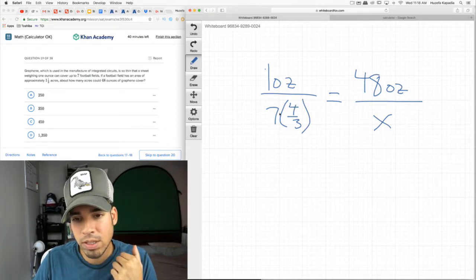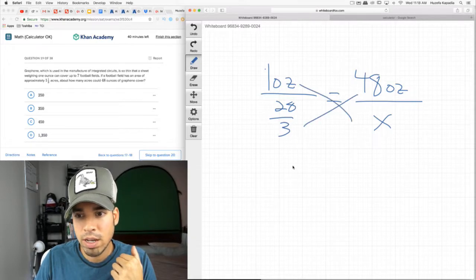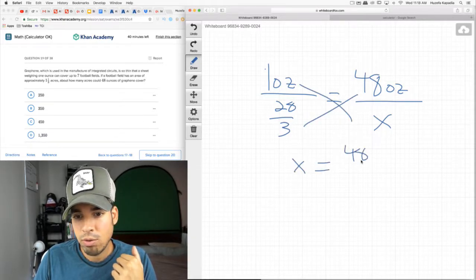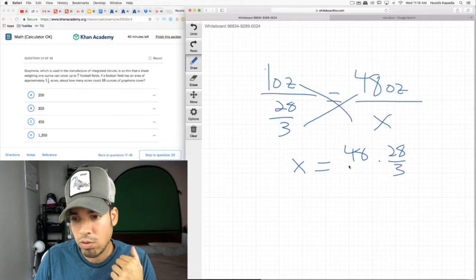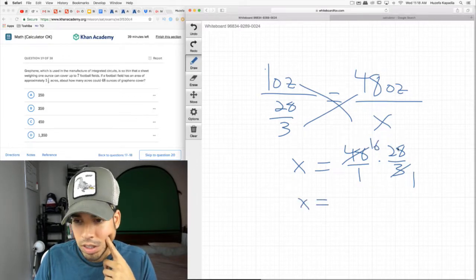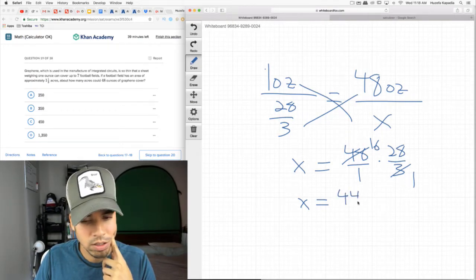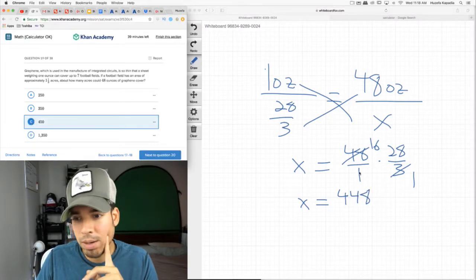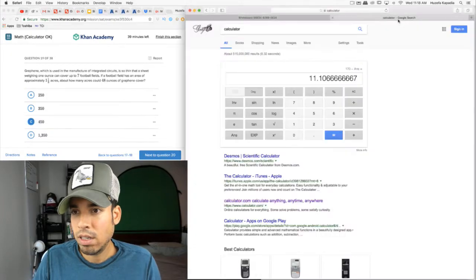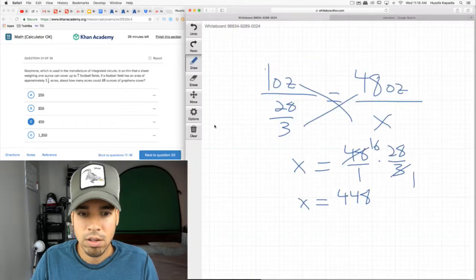Now we cross multiply. First, let's figure this out. 7 times 4 is 28 over 3. Cross multiply, and get x equals 48 times 28 over 3. Cross simplify 1 and 3 to 16. So 16 times 28 is 280 plus 120 is 448. So approximately 450. But let's do this on the calculator. So 16 times 28, 448. All right, sweet. Next.